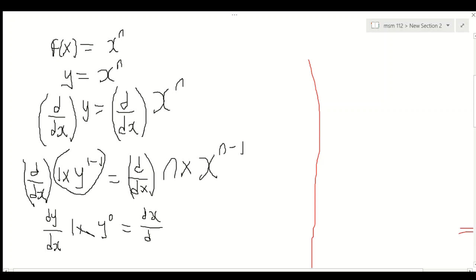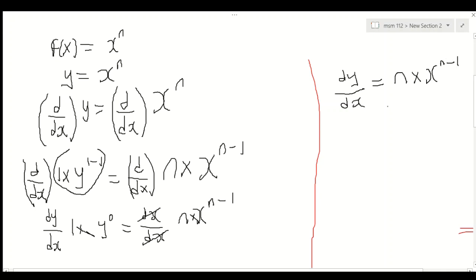Then this will be n times x to the power n minus 1. When you work out this part, it will just give you 1, because any number to the power 0 is 1, so 1 times 1 is just 1. Then dx and dx will cancel. So no wonder the derivative is written as dy/dx. It means you are differentiating the function y with respect to x, and using the power rule you get n times x to the power n minus 1.